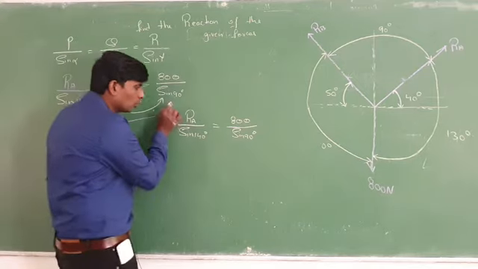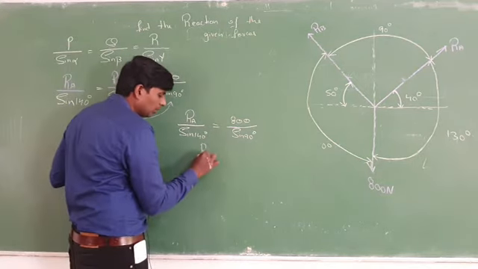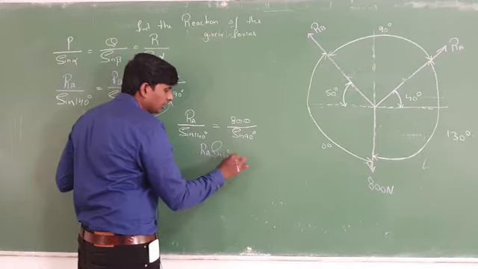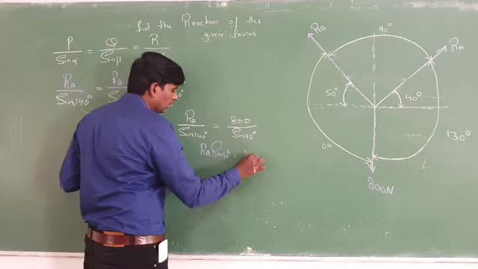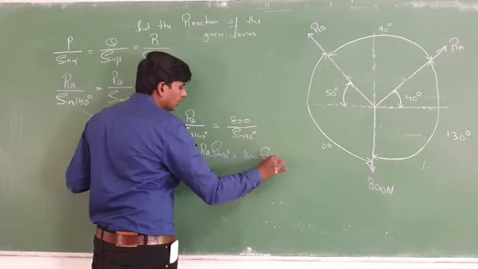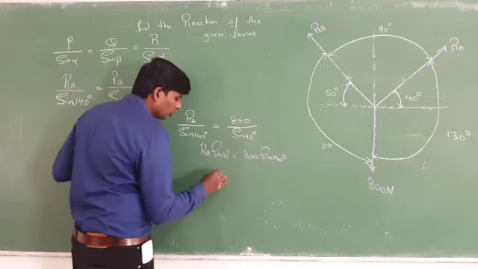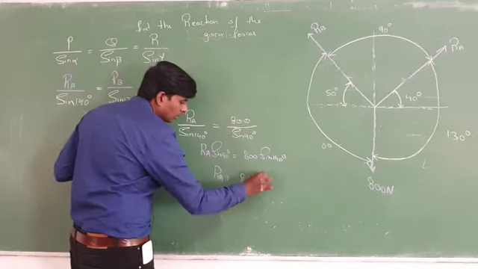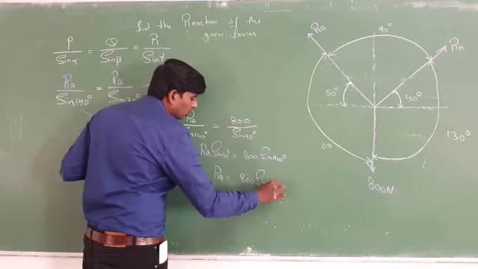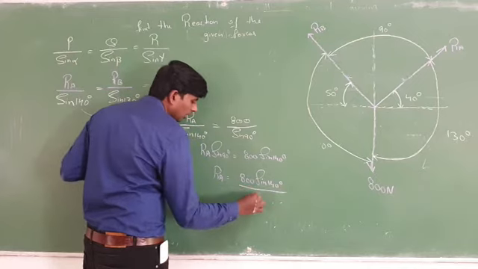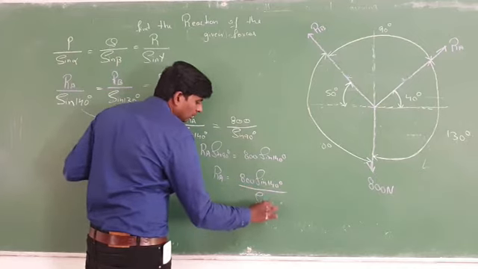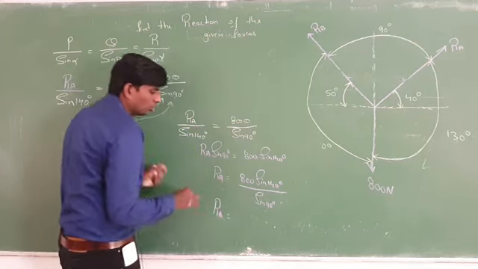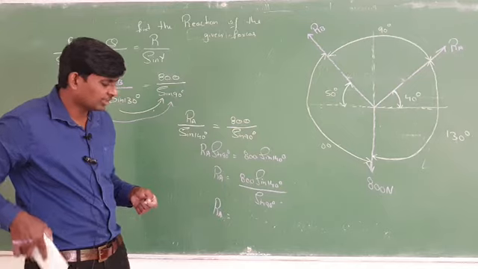First try to go for the cross multiplication. Cross multiplication is RA sine 90 degree is equal to 800 sine 140 degree. So RA is equal to 800 sine 140 by sine 90.